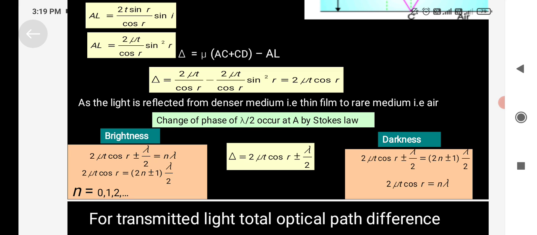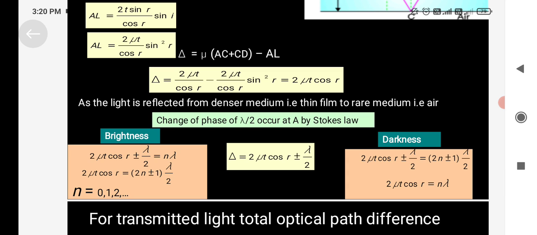Then what is the condition of maxima? Delta is equal to an even multiple of lambda by 2, that is, even means 2n and odd means 2n plus or minus 1. So for the condition of maxima, 2 mu t cos r plus or minus lambda by 2 is equal to 2n into lambda by 2. So 2 will get cancelled, and you will get 2 mu t cos r plus or minus lambda by 2 is equal to n lambda. After rearranging this equation, we will get the final equation 2 mu t cos r is equal to (2n plus or minus 1) into lambda by 2. This is the condition of maxima.